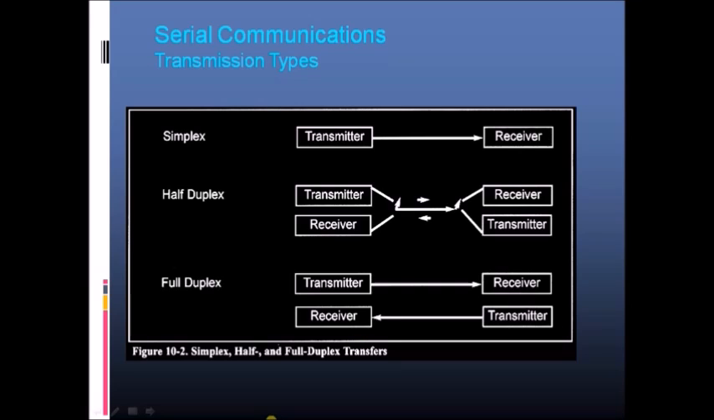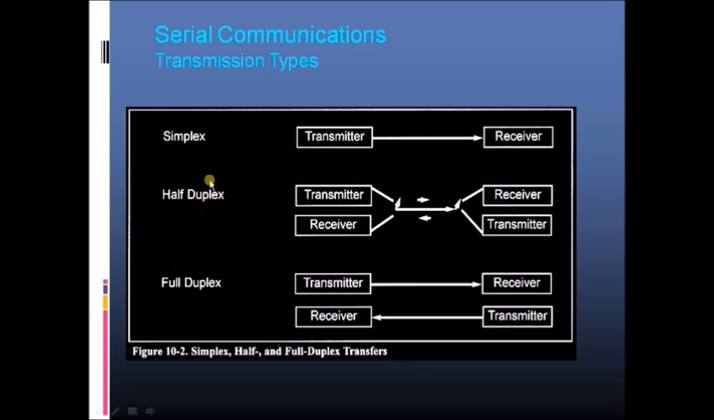Now let us see the transmission types. In serial communication, the transmission types are simplex, half duplex, and full duplex. What is simplex? Simplex is also called unidirectional communication. As you can see here, there is one unidirectional channel between the transmitter and the receiver. The data is always transmitted from the transmitter to the receiver, whereas the receiver cannot transmit data back to the transmitter. That is why it is called unidirectional communication, simplex communication or simplex transmission. The best example for this is radio communication.